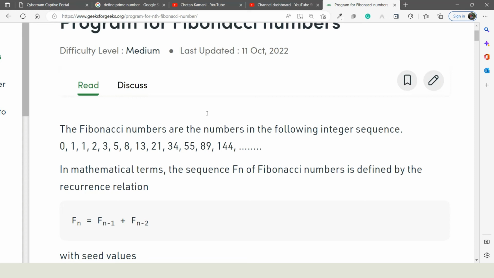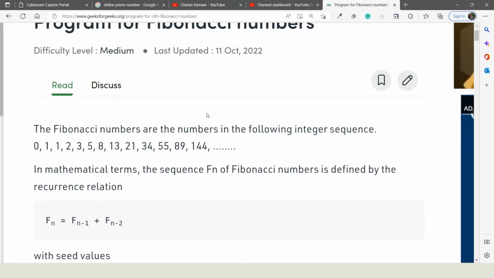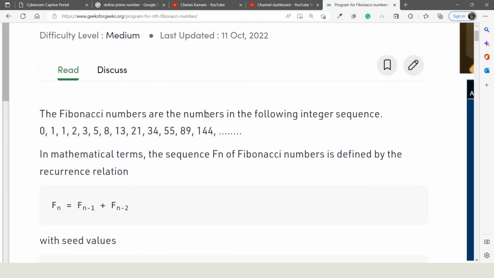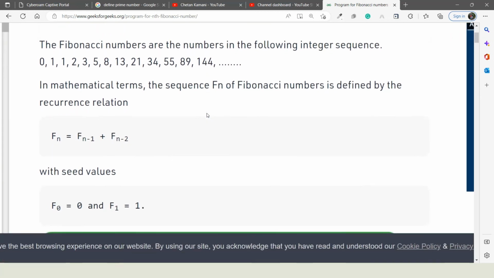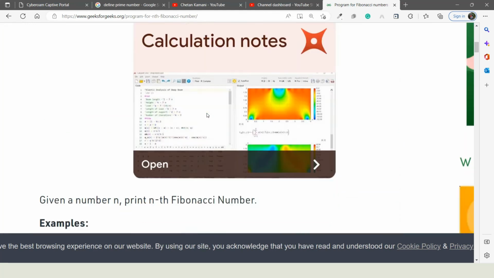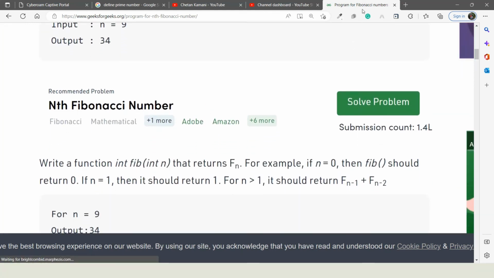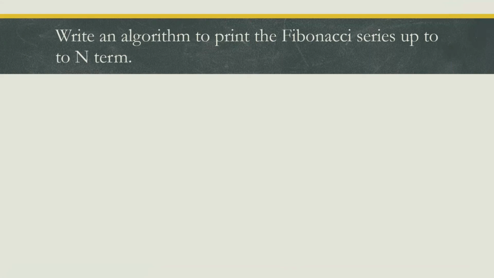You can see, in mathematical terms, the sequence Fn of the Fibonacci series is defined by a recurrence relation. You must have an idea about the recurrence relation, right? I will show you, don't worry, how you can generate this series. Let me give you an example. Suppose you want to print the Fibonacci series up to 5 terms. The very first term is always 0 and the second term is always 1.